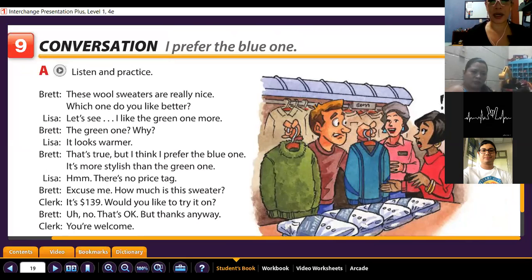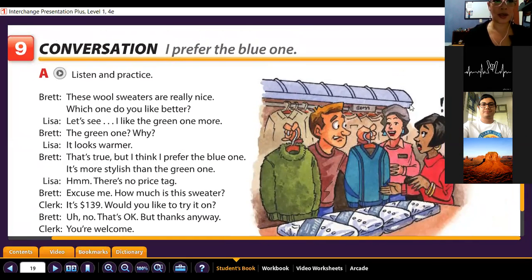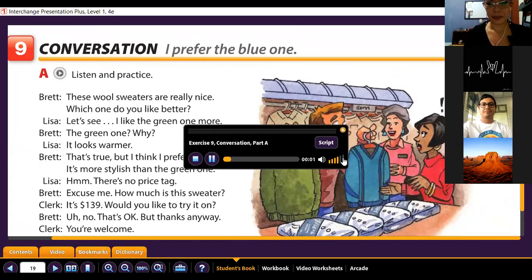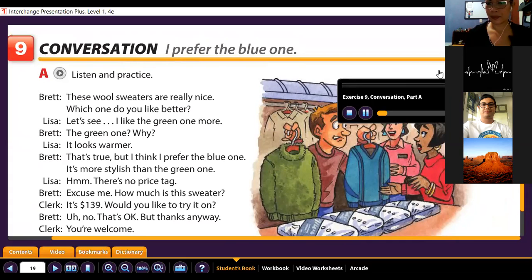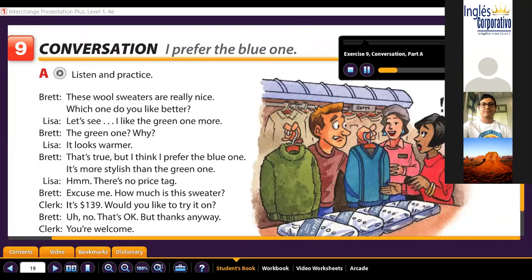This is, I prefer the blue one. I'm going to play the audio so you can listen to the conversation. Page 19, exercise 9, conversation. I prefer the blue one. Part A, listen and practice.